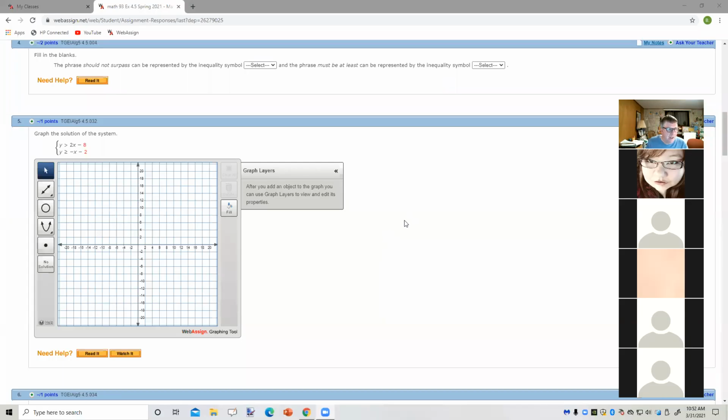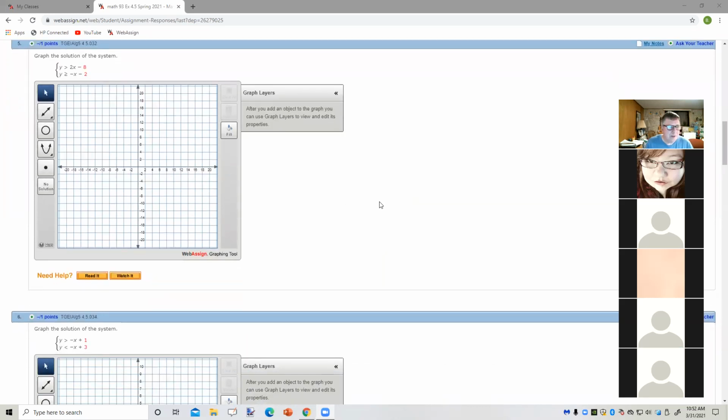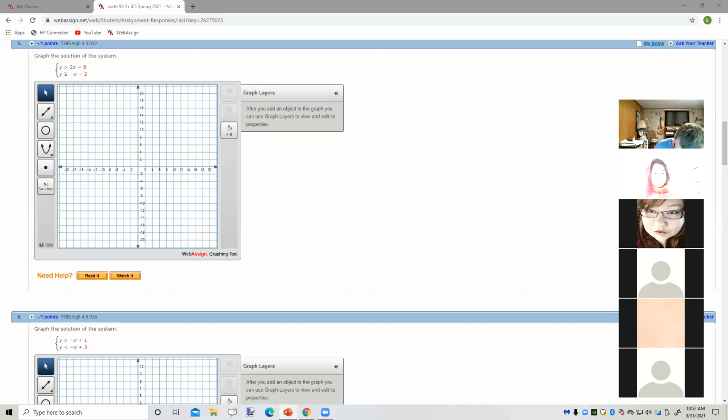So now, can you see problem number 5, graph the solution of the system here in WebAssign? Yeah. Okay. Just a second here. Let me get this up and going. And so we've got y is greater than 2x minus 8, and y is greater than or equal to negative x minus 2. Okay, so those are the two inequalities. We're going to graph this whole system here on WebAssign eventually.